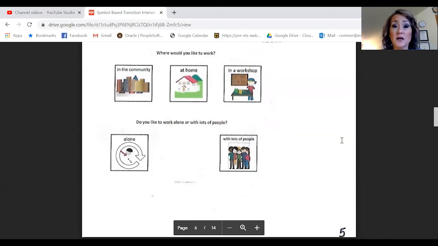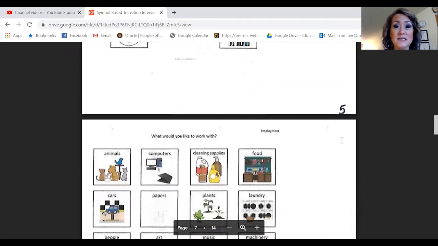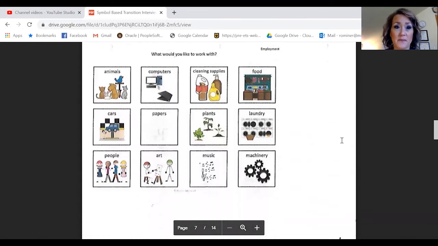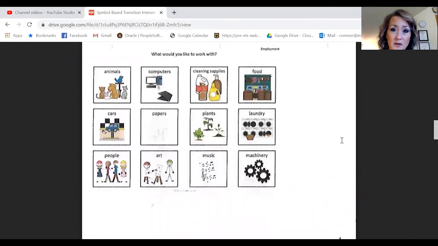Do you like to work alone or with lots of people? This is important because if you've got a student that doesn't like a lot of noise, they probably don't want to work around a lot of people. What would you like to work with? And this is kind of similar to the other question where you're asking them, do you want to work with animals, computers, cleaning supplies, food, cars, papers, plants, laundry, people, art, music, machinery?